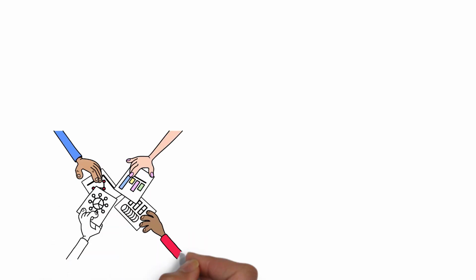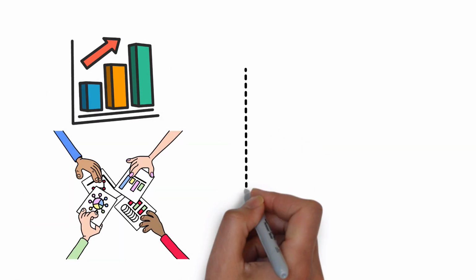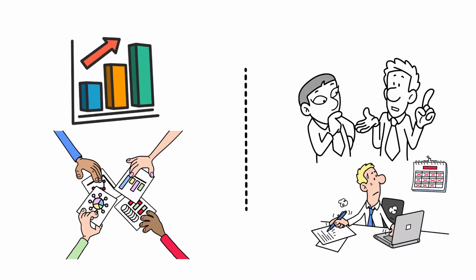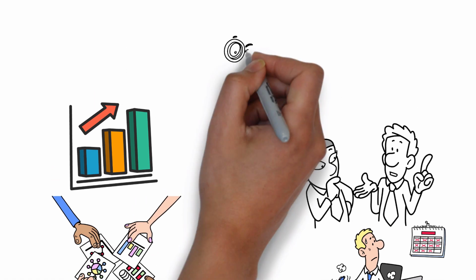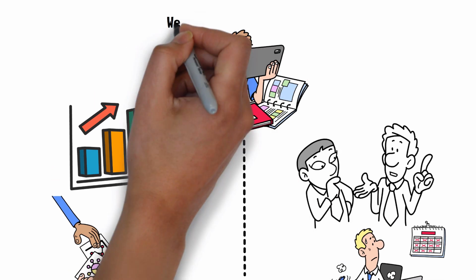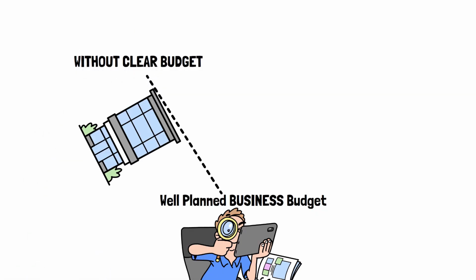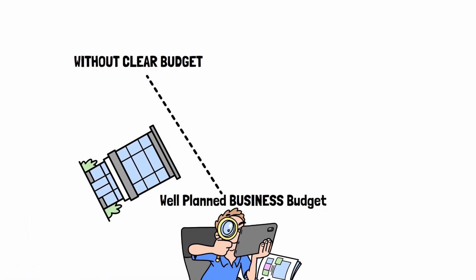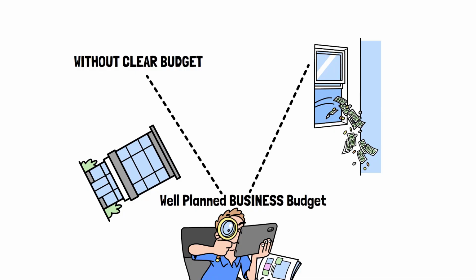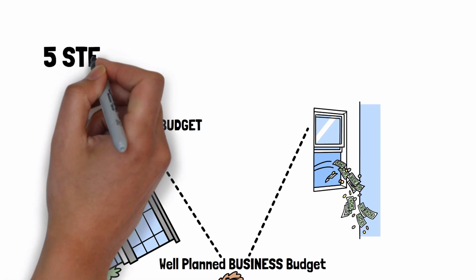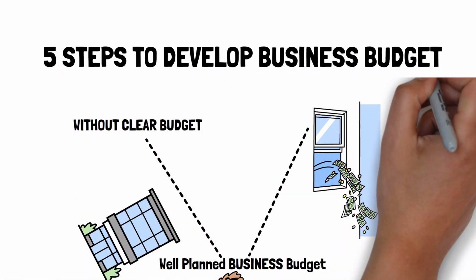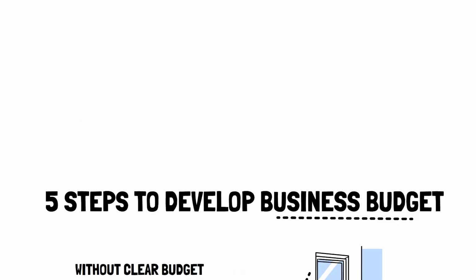Have you ever wondered why some businesses grow fast while others struggle, even when they earn the same revenue? The secret often lies in one simple thing: a well-planned business budget. Without a clear budget, even profitable companies can run out of cash, overspend, or miss growth opportunities. In this video, you will learn 5 practical steps to developing a business budget.